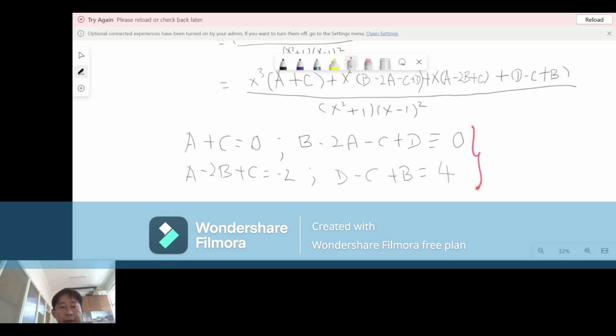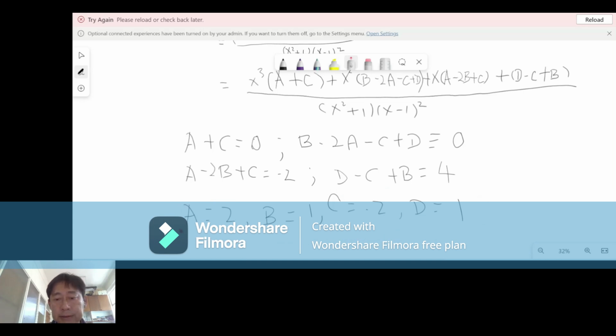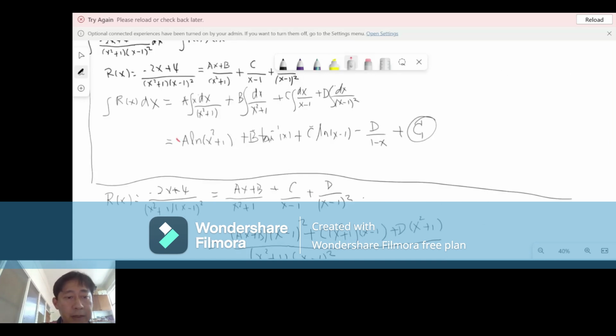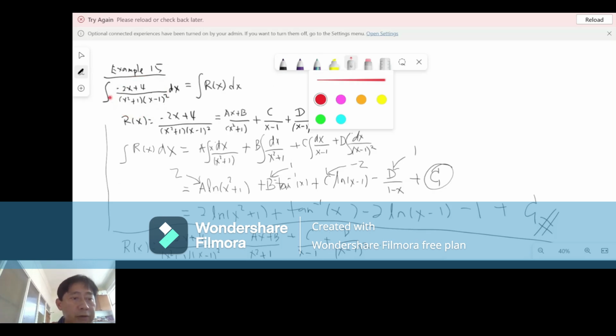Here we have arrived at 4 simultaneous equations with 4 unknowns, a, b, c, and d. This simultaneous equation can be solved easily. When you solve these equations, you get the result for a, b, c, and d. After obtaining the values of a, b, c, and d from the previous step, we then slot in the values of a, which is 2, b, which is 1, c, which is minus 2, and d, which is 1, to arrive at the full solutions of the integrations for the rational function r.